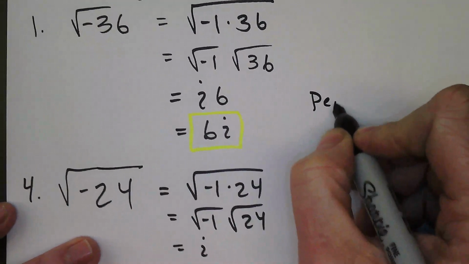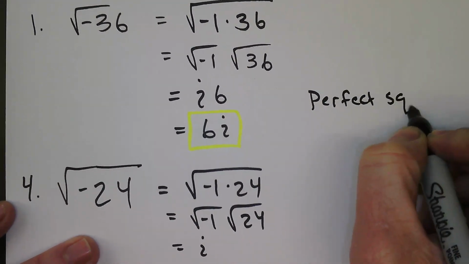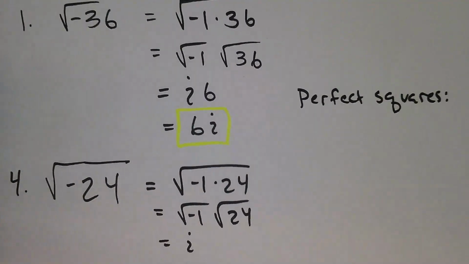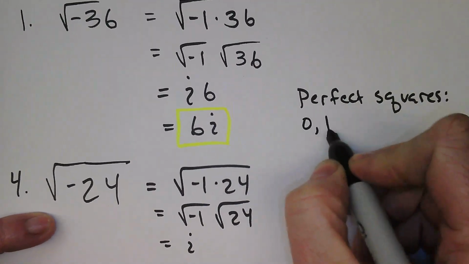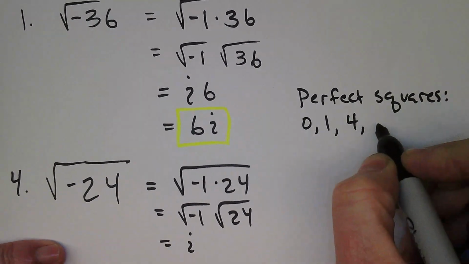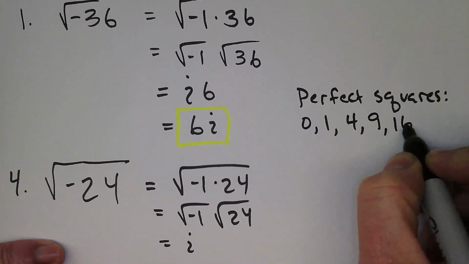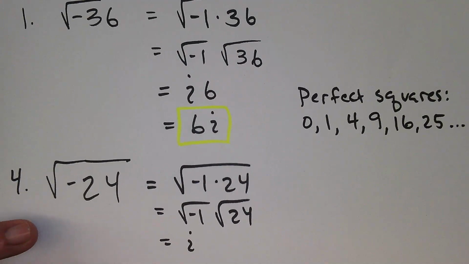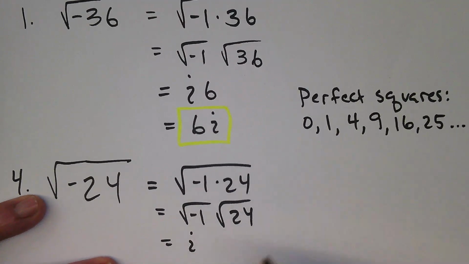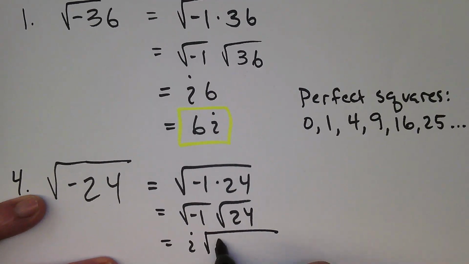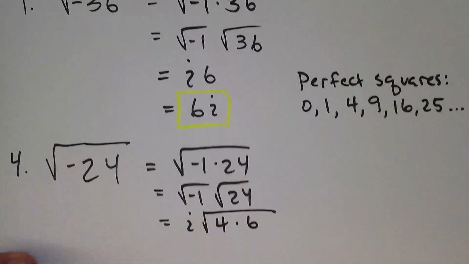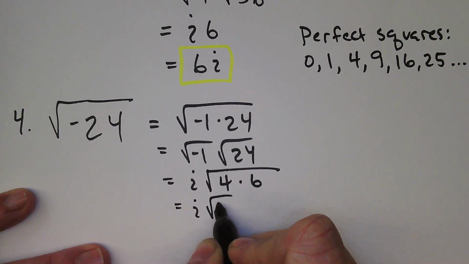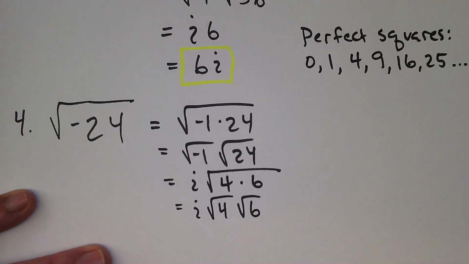Your perfect squares, right? They're the numbers that you get when you do 0 times 0, 1 times 1, 2 times 2, 3 times 3, and so on and so forth. There's a perfect square factor of 24, right? 4 is going to go in there. So actually, I really need to break this up into 4 times 6. And then to keep going from there, that's the square root of 4, and that's the square root of 6.